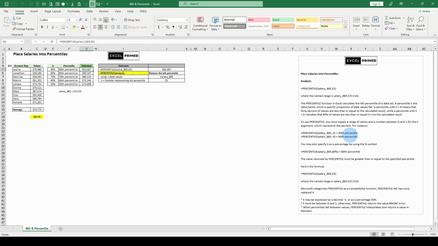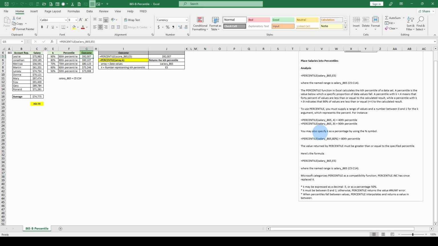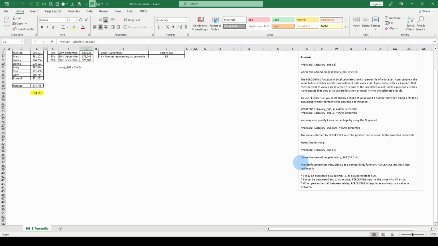To use percentile, you must supply a range of values and a number between 0 and 1 for the K argument. So here we have salary, and 0.4 represents the 40th percentile. You may also specify K as a percentage by using the percent symbol. You can do 0.4 or 40%. Here's the formula. Name range. K must be expressed as a decimal.